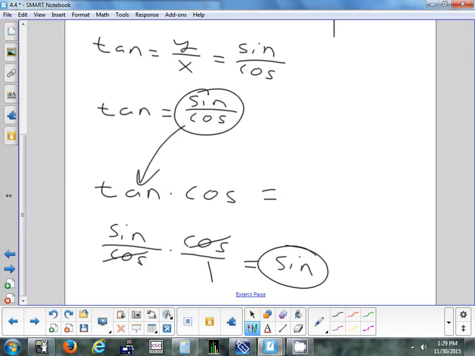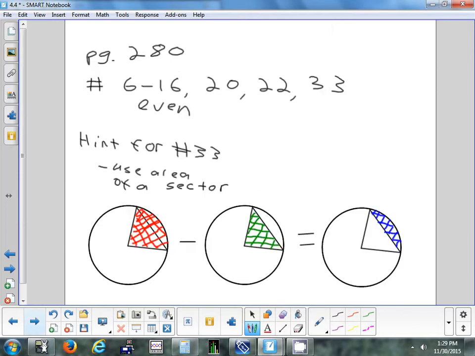All right. So the homework tonight is just on the area of the triangle. No identities yet. Try 6 to 16, just the evens. 20, 22, and 33. And here's a hint for number 33. They want you to find this region in blue. Find the area of it.